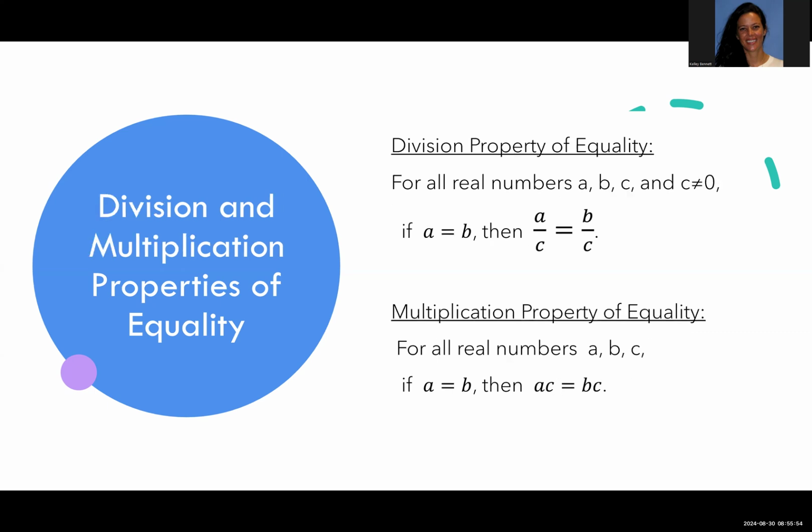And then you also have the division and multiplication properties of equality, which are very similar. If you have an equation, you can divide both sides by the same thing and maintain equality. And you could also multiply by the same number on each side to maintain equality.